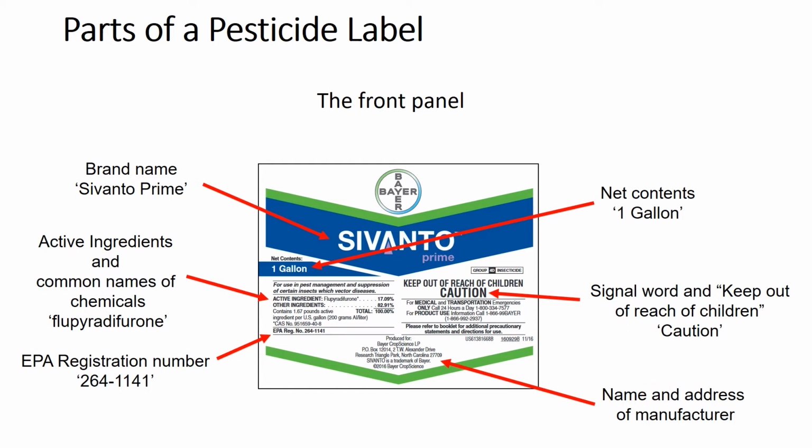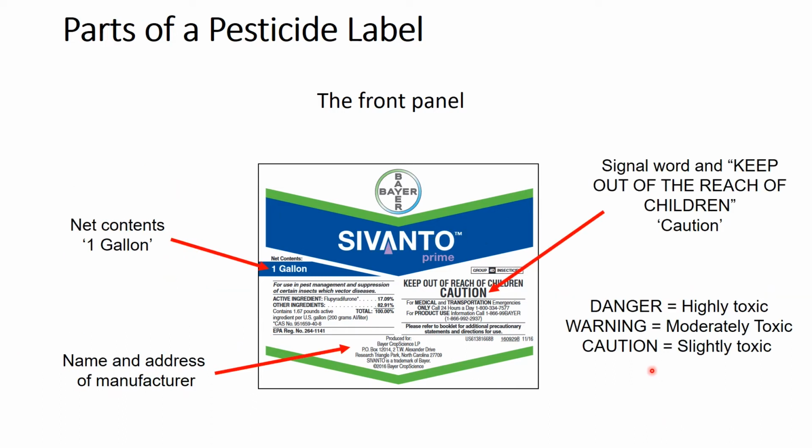So if you've got questions or something like that, we can fall back onto that. So we can contact them if we need to from that standpoint. Well, we're going to move forward with the label and still look at that front panel. We know that the net contents is 1 gallon. We talked about that in the last slide.